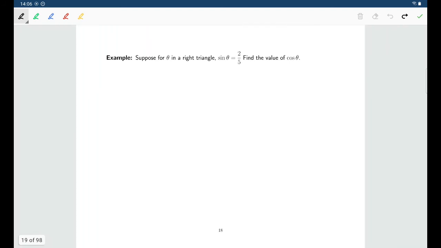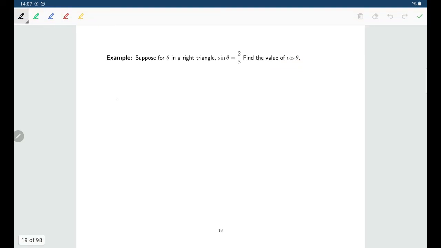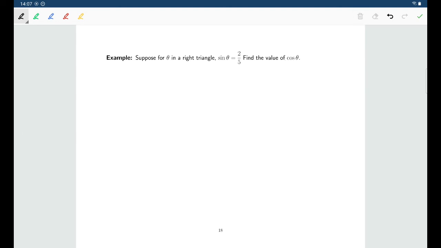So for this example here, we've got an angle theta in a right triangle, and we know that sine of theta is 2/5. And all we want to do is find the value of cosine of theta. Now, we could do this the way that we did the previous problem, which is to draw ourselves a right triangle, to say that sine of theta should be opposite over hypotenuse. We could do some work and find out what the adjacent side is, and then once we know what that is, cosine is adjacent over hypotenuse. We could do things that way.